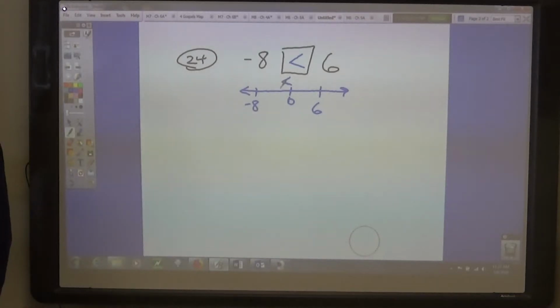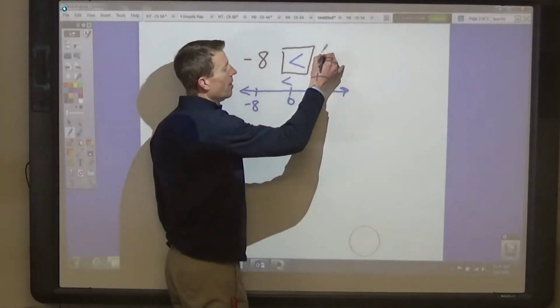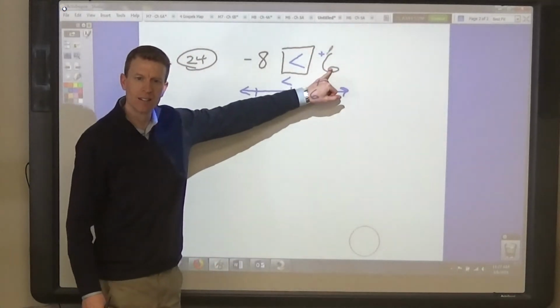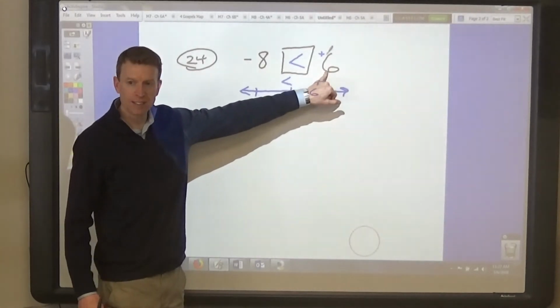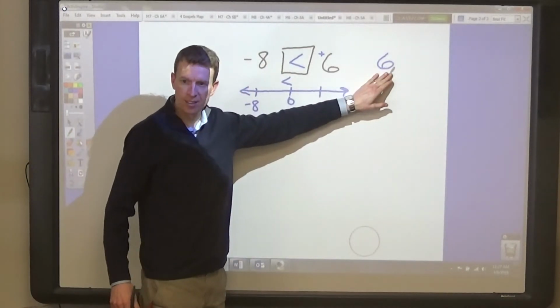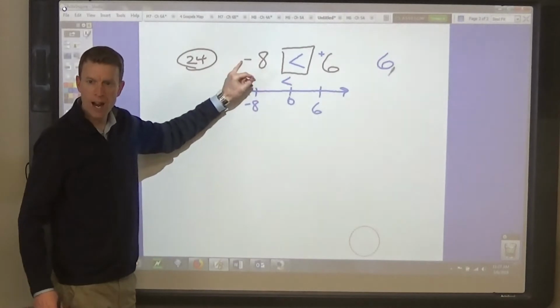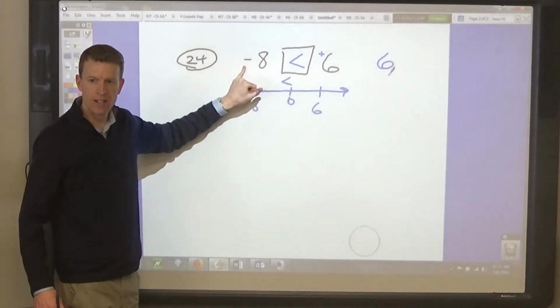Okay? Bennett? What's the difference between the numbers with the plus sign and the numbers without a plus sign? That's a good question. In your book, they put a little plus sign there. But do they need to put that? No. If you are referring to a positive number, you just write the number. Okay, that is a positive 6. If you're writing a negative number, you have to have the negative sign.